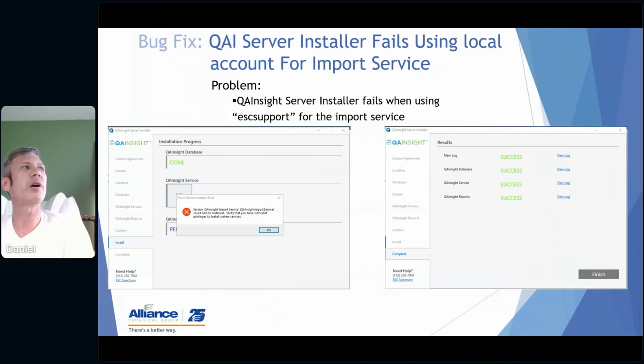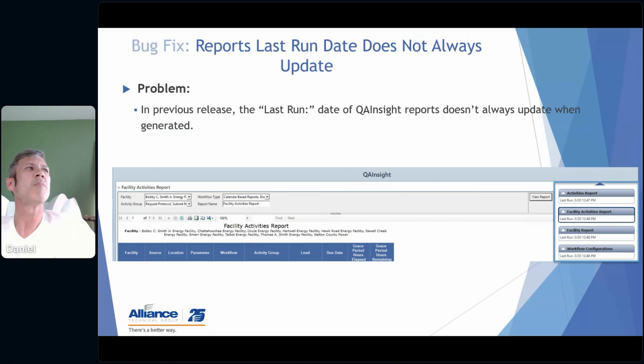So we're going to get right into it. Most of these are pretty straightforward. We're not going to spend too much time. QAI server, the installation just didn't work with a local account. So what did we do? We fixed that so it worked with a local account. Pretty self-explanatory. So, we do have customers that wanted to use local accounts. So, this was a pretty obvious and easy to implement fix with the installer.